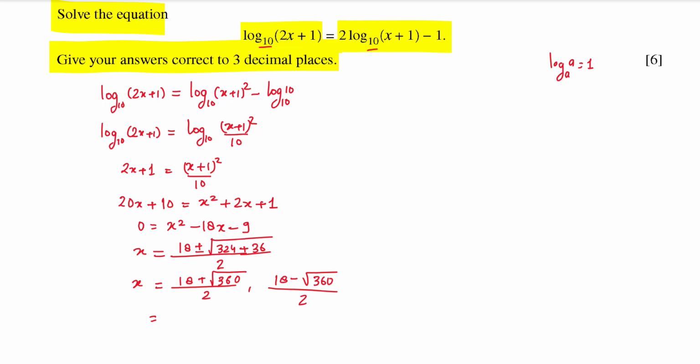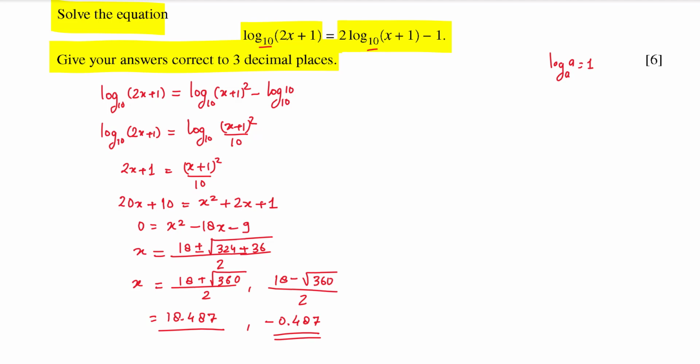It is 18 plus root 360 over 2, which is 9 plus 3 root 10. Till 3 decimal places, I'm writing 18.487. And when we take it minus, it is minus 0.487, till 3 decimal places. This is the answer.